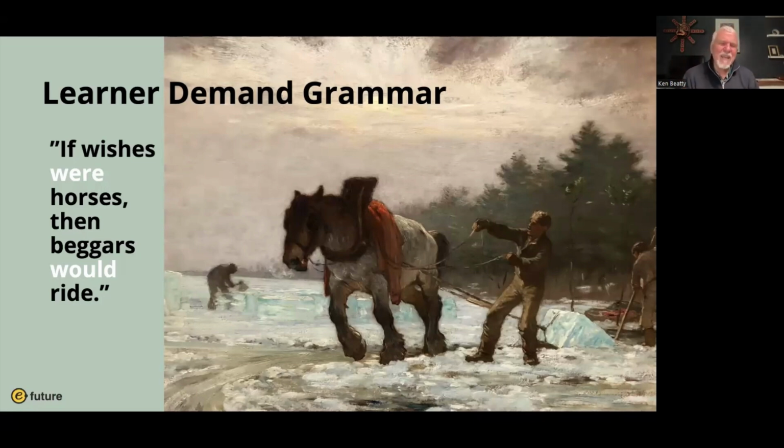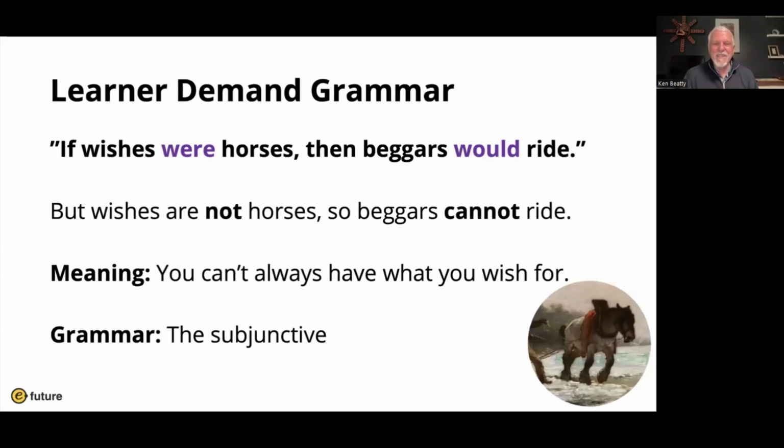"Oh, Dad, can we get ice cream? I wish we could get ice cream." "If wishes were horses, then beggars would ride." So what is it exactly? If I had to explain this to someone, how does this work? Well, wishes are not horses, so beggars cannot ride. The meaning here is you cannot always have what you wish for.